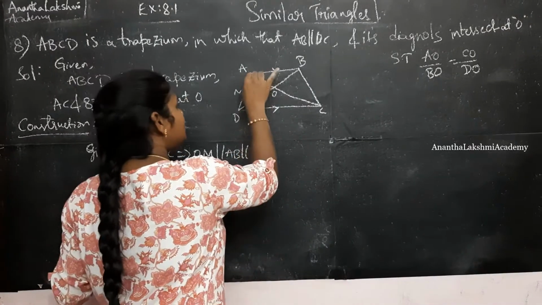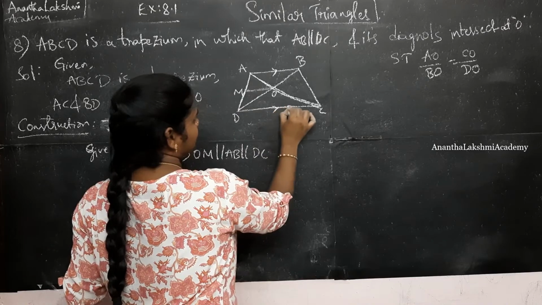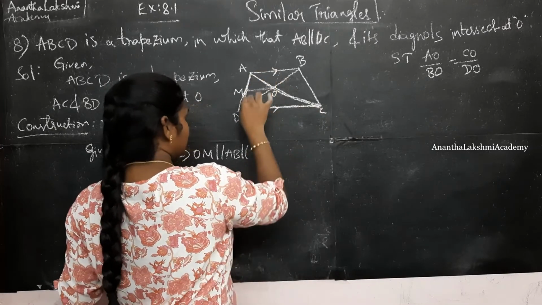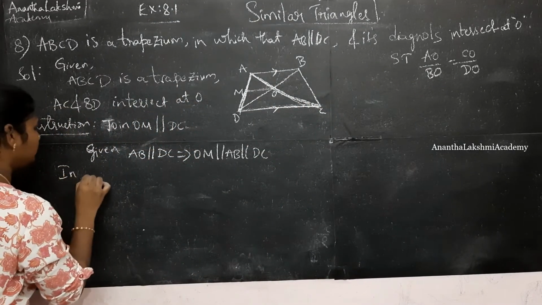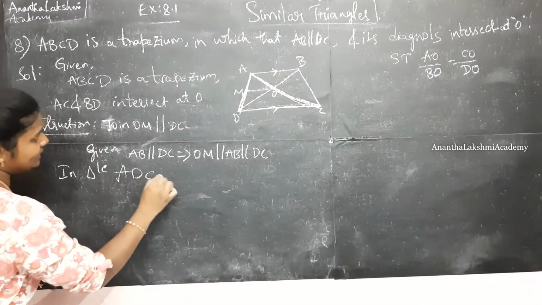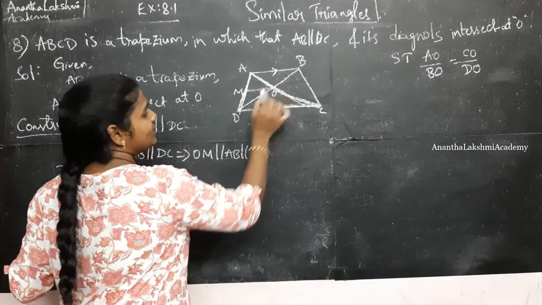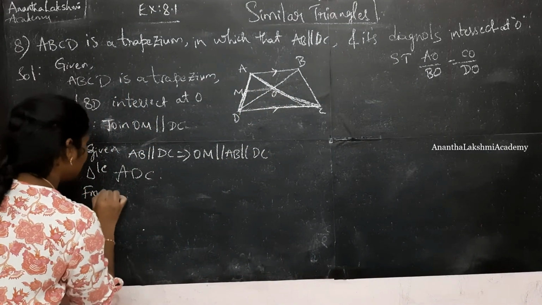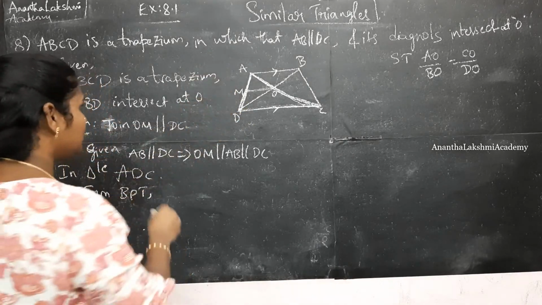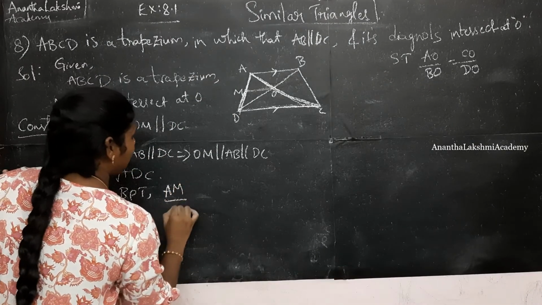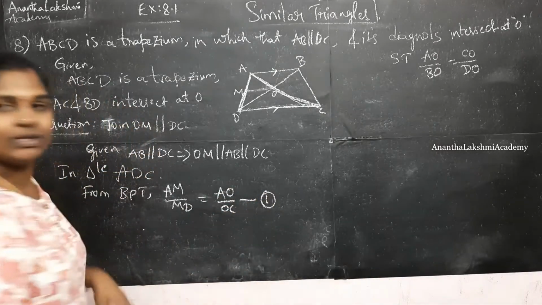So let us consider the triangle ADC first. In triangle ADC, now OM is parallel to CD and AB. All right. So what happens from basic proportionality theorem? As I told you, when the parallel condition is given, let's write the ratios. AM by MD is equal to AO by OC, and this is going to be our equation number 1.